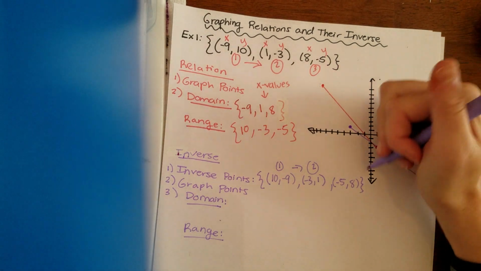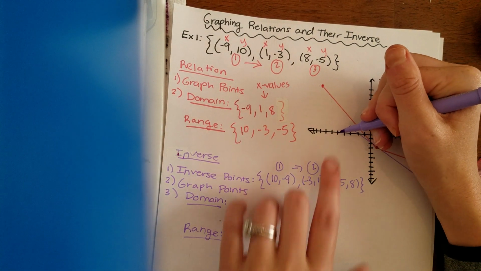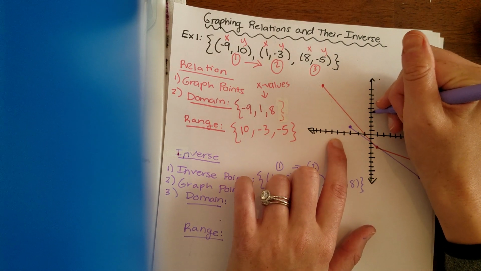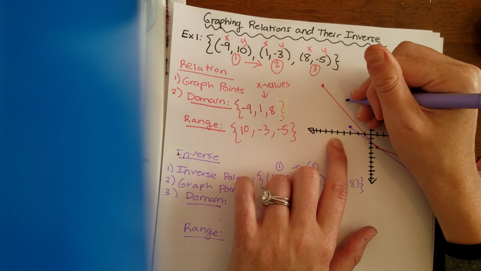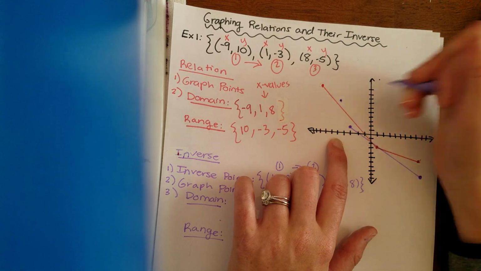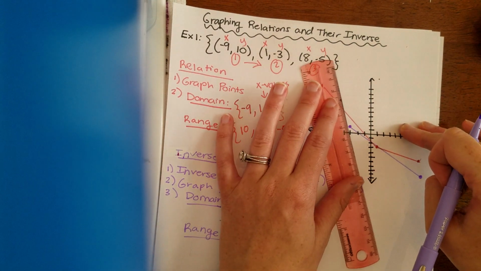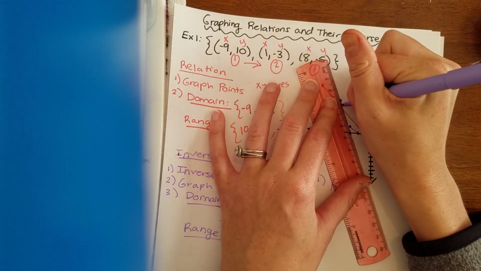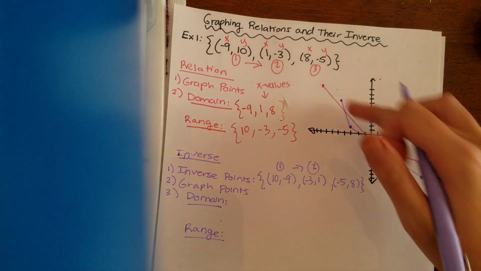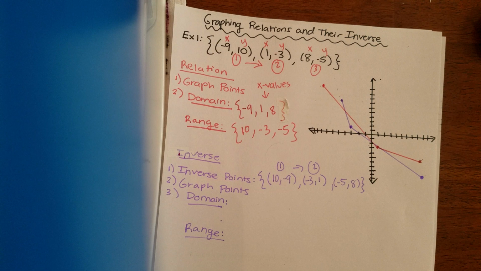Alright, and then my final point is at (-5, 8). So 1, 2, 3, 4, 5, and then up 1, 2, 3, 4, 5, 6, 7, 8. So about right there. Okay, so again, it kind of looks like a crooked line again. Holy hot dog. Alright, so the purple graph is my inverse relation plotted, and the pink one is the original relation plotted.